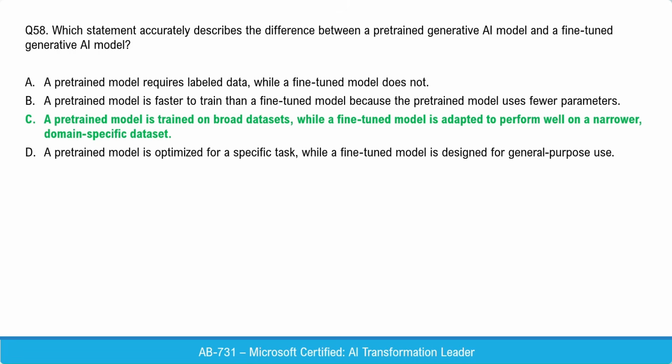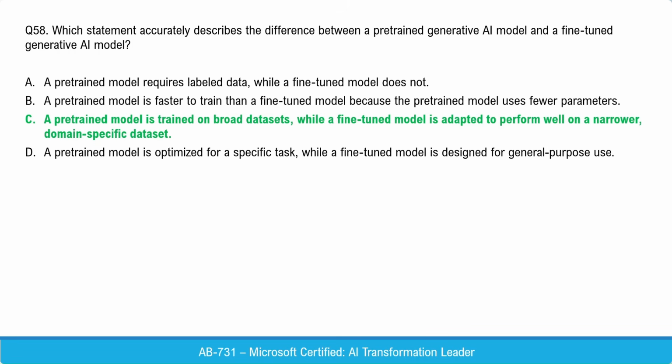A fine-tuned model, on the other hand, starts with that pre-trained model and is then further trained on a smaller domain-specific data set. This helps the model perform better for a specific use case, such as legal analysis, medical insights, or customer support. Now, looking at option C, it correctly states that pre-trained models are trained on broad data sets, while fine-tuned models are adapted for narrower domain-specific tasks.